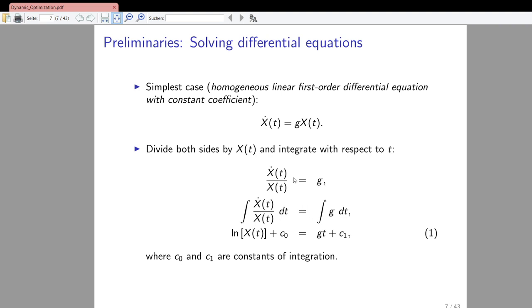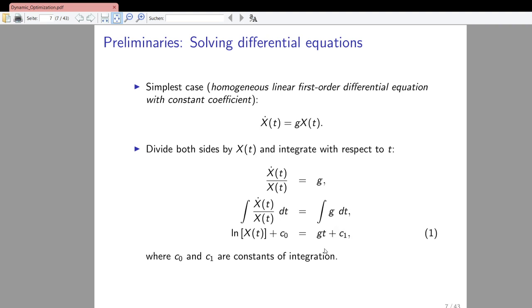Now, the next step is, since we want to solve the differential equation, we actually want to get rid of the time derivative. So we want to find an expression of this variable where the time derivative does not show up. Therefore, we take the inverse of the derivative, and that's taking the integral. So we take the integral on the left-hand side of this expression here, and we take the integral on the right-hand side of this expression here.